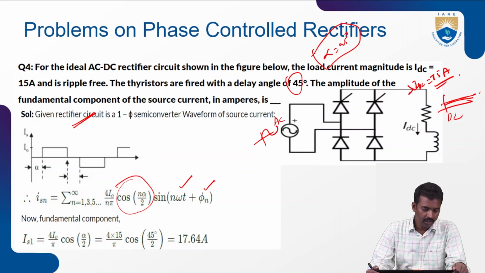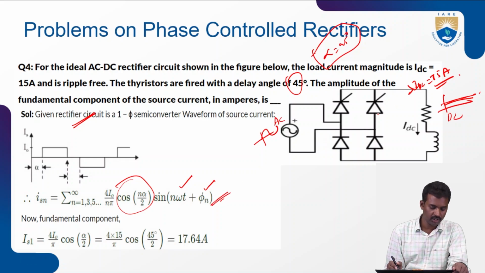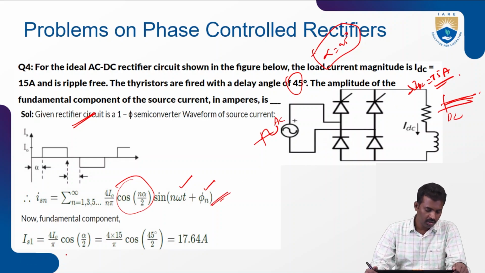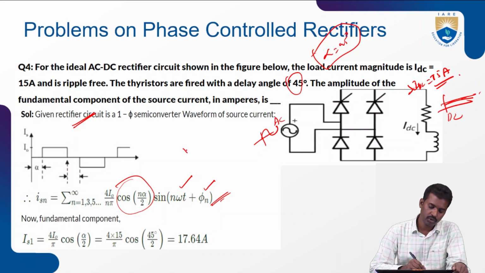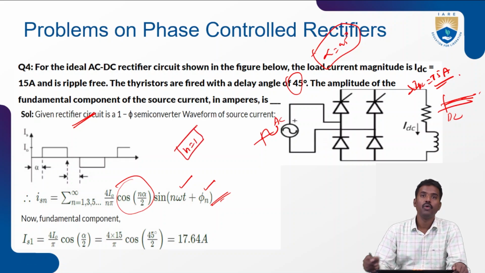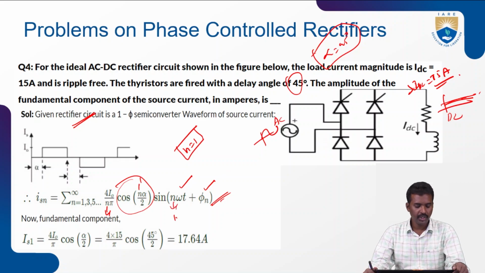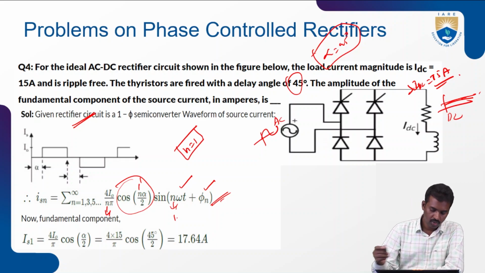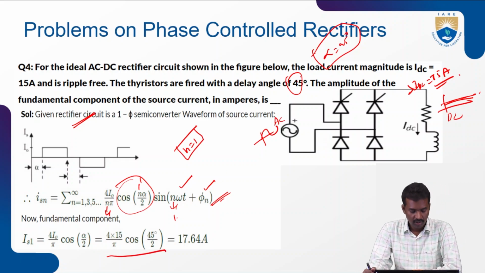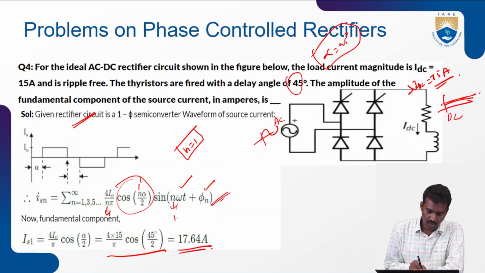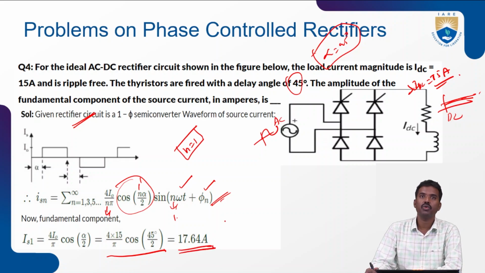The fundamental component current, this is the Fourier series expansion for this current, and fundamental component current means n equals 1. So here n is 1, this n is 1, and this n is 1. So IS1 equals this, with omega t and cos alpha by 2, where the alpha value of 45 is given. So this current equals 17.64 amperes.